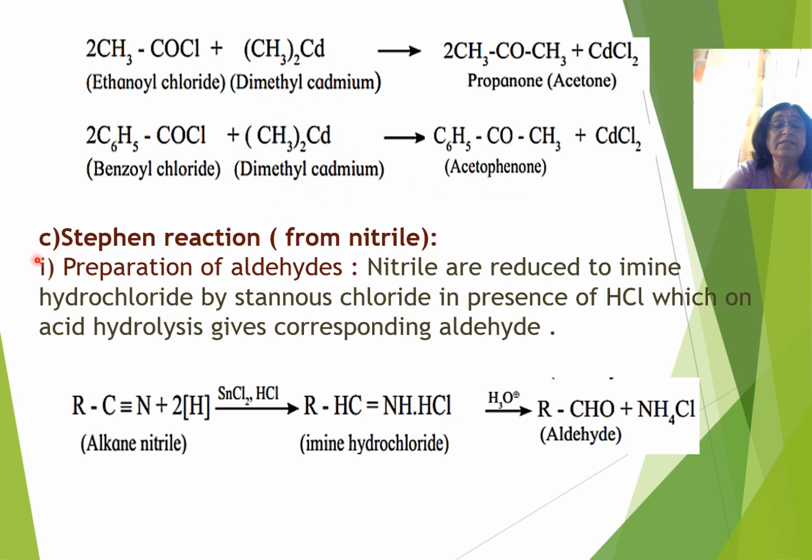Then Stephen's reduction. Stephen reduction is another method to prepare aldehydes. When alkyl cyanide is reacted with tin chloride and HCl, nascent hydrogen is obtained. This hydrogen gets added on the triple bond and you get imine hydrochloride. This imine hydrochloride, RCH=NHCl, on hydrolysis gives you aldehyde, and NH4Cl is obtained as a side product. So that's how you obtain aldehyde from alkane nitrile, right?